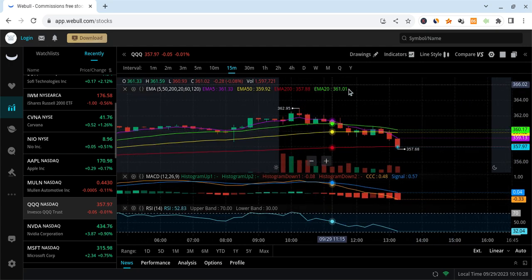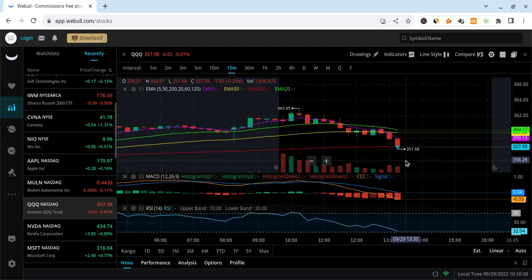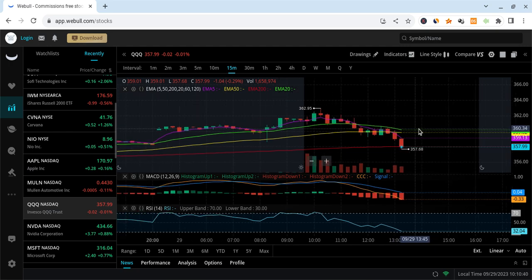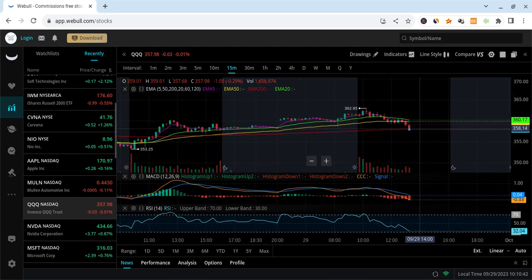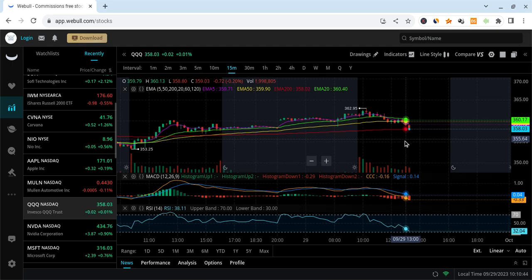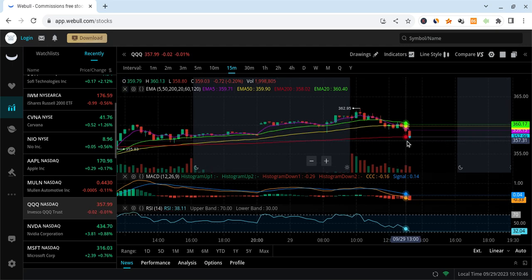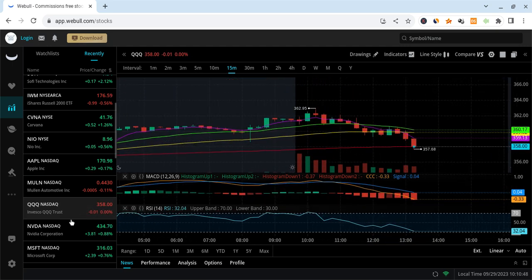The QQQ got a very nice pump initially, was holding up, hitting 362.95. It was holding up for the first couple of hours, then it started to turn downwards, and we just started breaking down really hard from this support at 359. We just broke that about 20 minutes ago. So now we're tanking towards 358. If we break below that and fail to hold the 200 EMA, this thing's going to be heading towards 356 again. So be very careful, guys. QQQ is starting to curl.